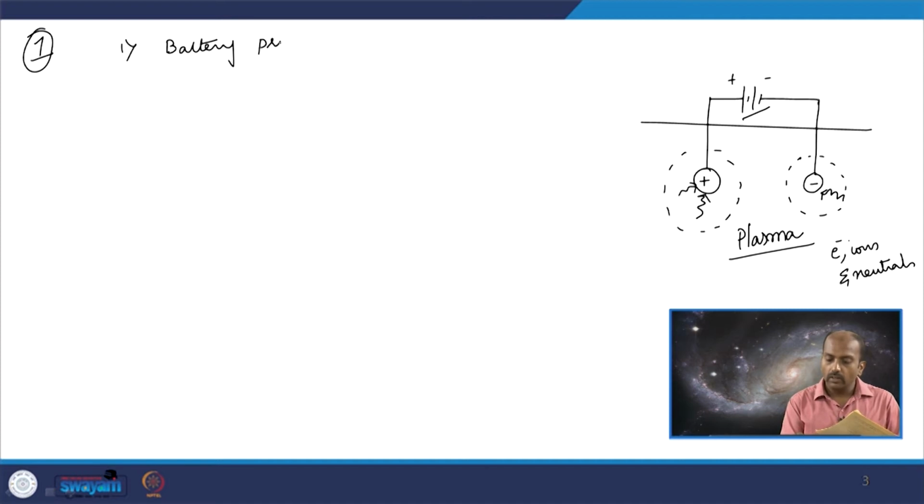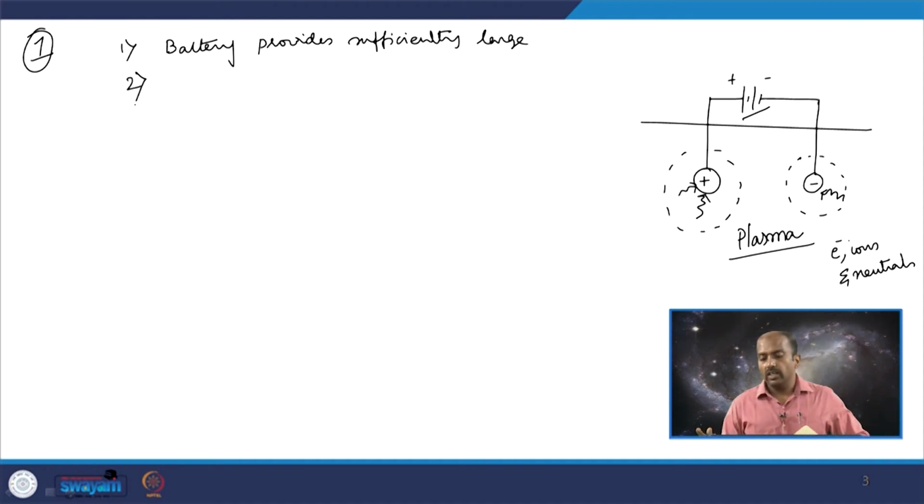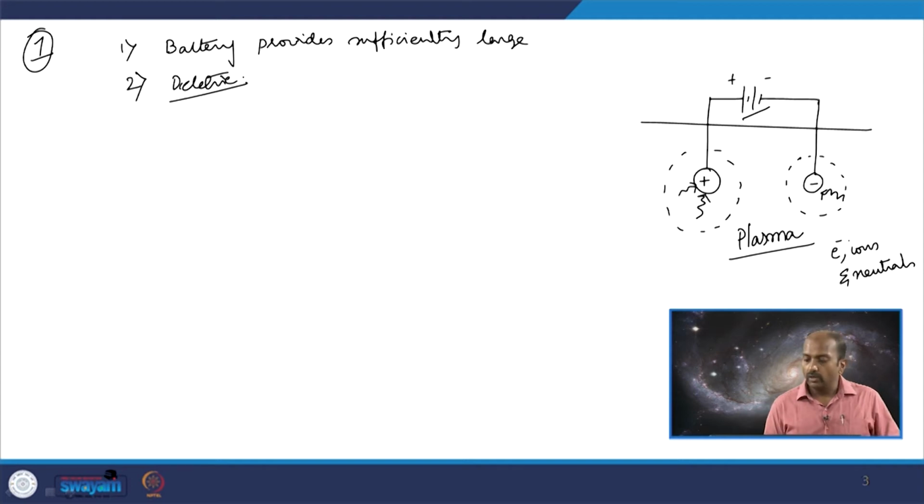The battery provides a sufficiently large potential difference across the electrodes. Then the second method by which I can avoid this recombination is to wrap these electrodes with dielectric material, which will not allow the recombination to happen. So as a result, my objective is achieved: it will be suspended in this plasma and it will keep on attracting. Now, this may eventually not happen as such, but what is most likely to happen?